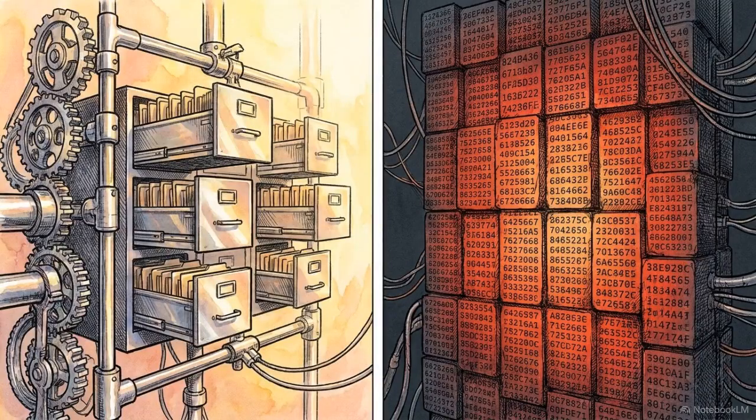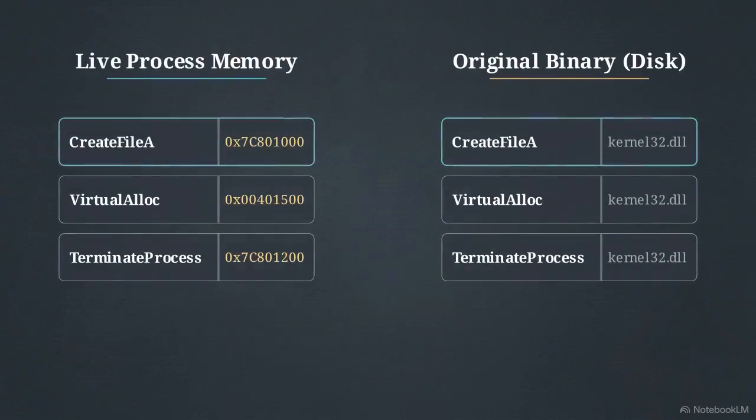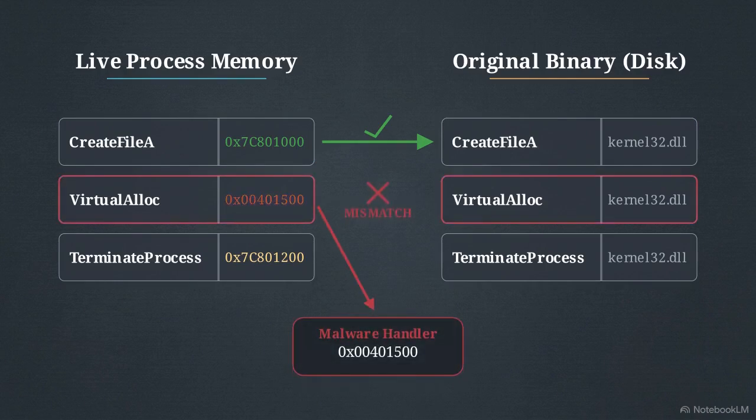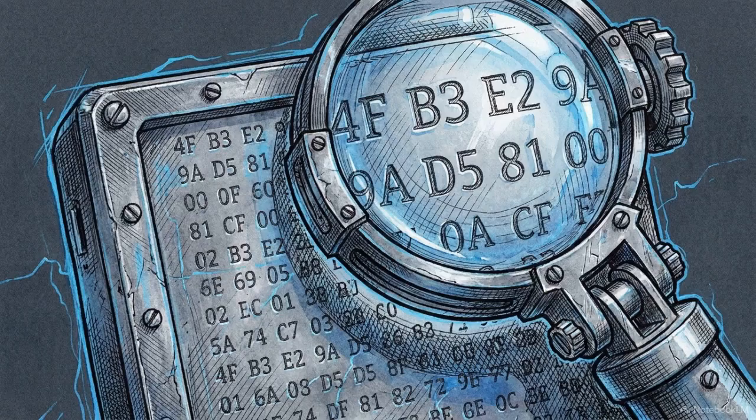Detection depends on comparing expected static baselines against the live memory of the system. To find IAT hooks, a forensic analyst compares the live IAT pointers loaded in memory against the original import address table found in the binary on disk. Any mismatch reveals a compromised pointer. Inline hooks require a different approach.